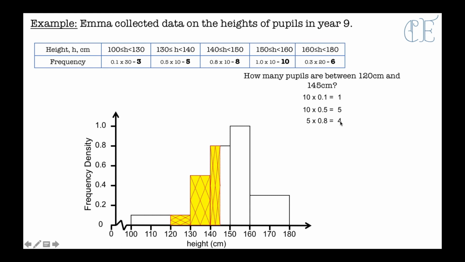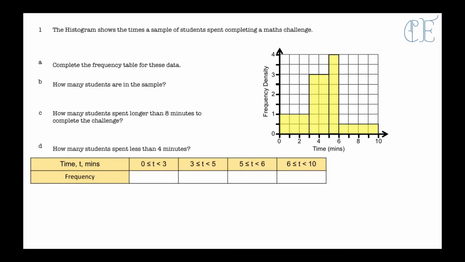So we've got all of the areas of our 3 rectangles, and the area is nice and easy because you should know already how to work out the area of a rectangle. And we just need to add all of those together, giving us 10. So it says how many pupils are between 120 centimetres and 145 centimetres, and the answer is 10.